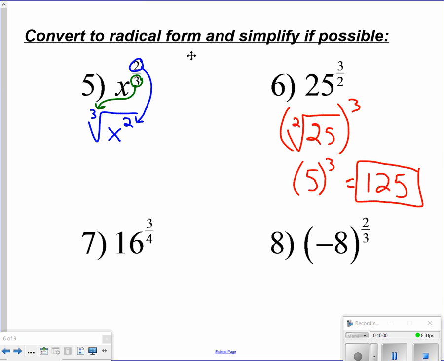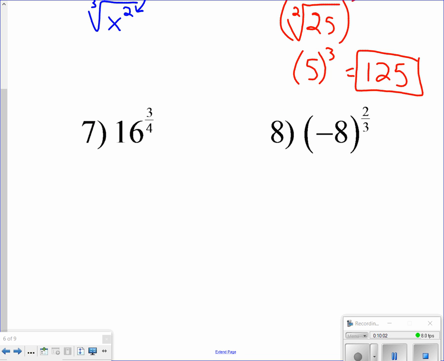Let's keep going. Now I've got 16 to the 3/4 power. So if I were to start writing this and say, okay, what about 16 to the third, the fourth root of that whole thing, I realized really quickly 16 to the third is going to be a big number, something like 4,000. It's going to be huge, right? Not something that I necessarily want to prime factorize. So instead, I'm going to rewrite it the other way.